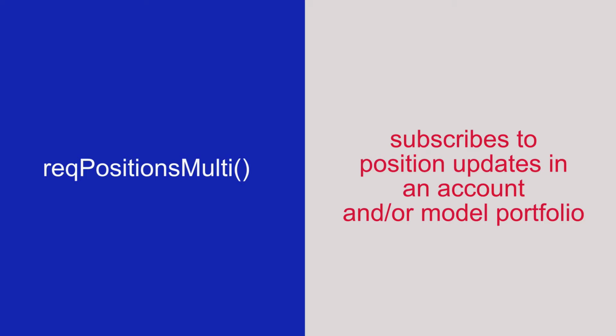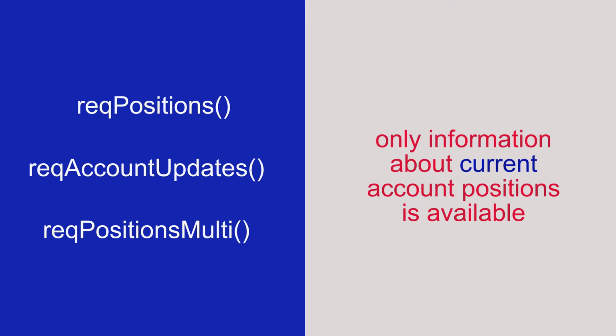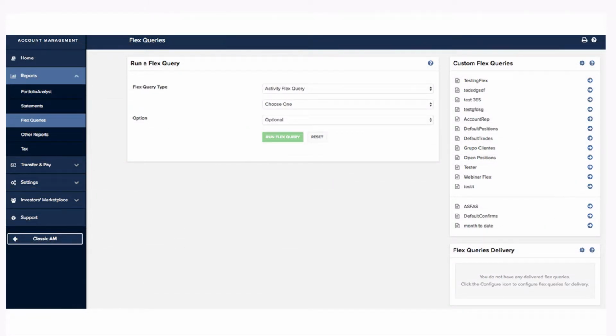It's important to keep in mind that these functions will only return information about current positions in the account by design. They can't return information about historical positions. If you're interested in receiving, say, information about positions in your account from yesterday or last week, this can be obtained through Flex queries or statements in Account Management. It's even possible to obtain programmatic access to Flex queries using the Flex Web Service.